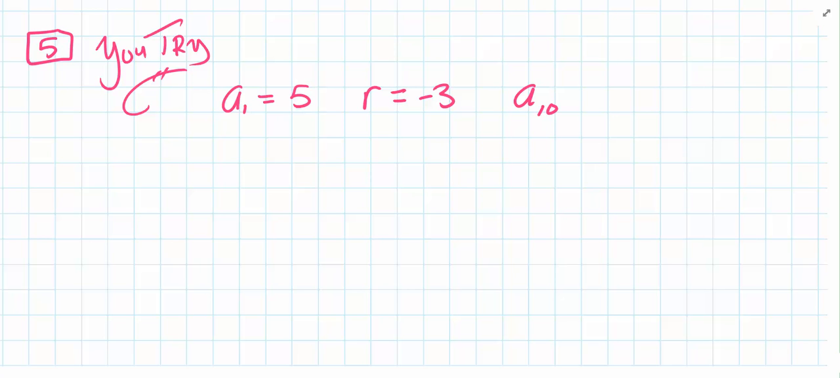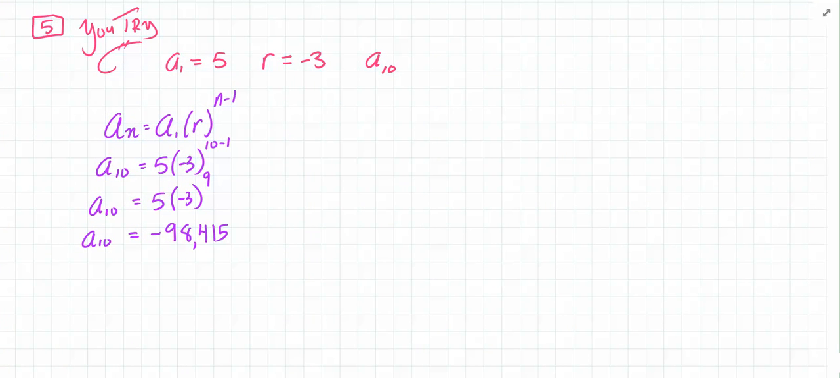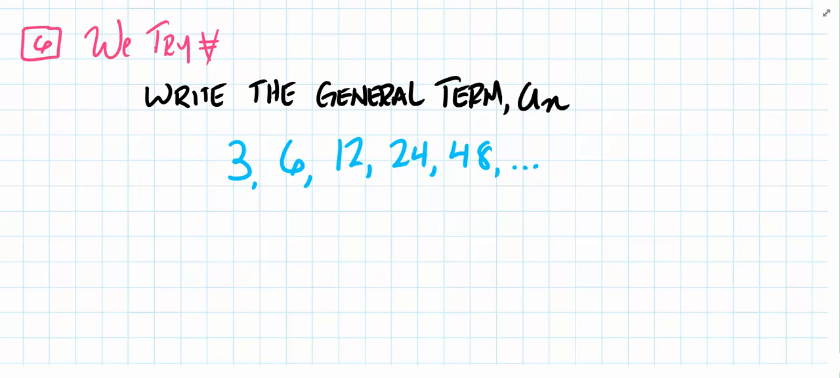Okay, so ladies and gentlemen, here is what I would expect to see on a test or a quiz or on your homework. When you write the formula out, we have a sub n equals a sub 1 times r to the n minus 1. I'm just showing you what's possible. A sub 10 equals 5 times -3 to the 10 minus 1. So you should write all of this, the highlighted part. You should definitely have all of that, at the very least, shown. So write the general term a sub n.